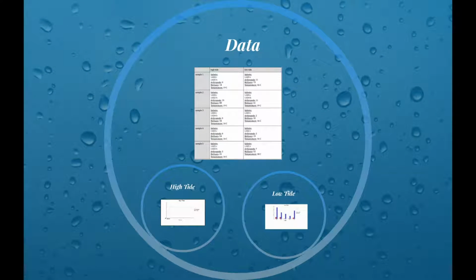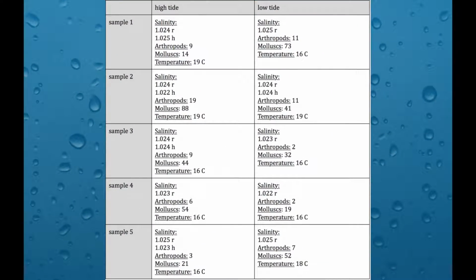The first 5 samples were recorded in high tide. In sample 1, the specific gravity recorded were 1.024 and 1.025. The number of arthropods counted was 9, while the number of mollusks was 14, and the temperature recorded was 19 degrees Celsius. In sample 2, the specific gravity recorded were both 1.024.